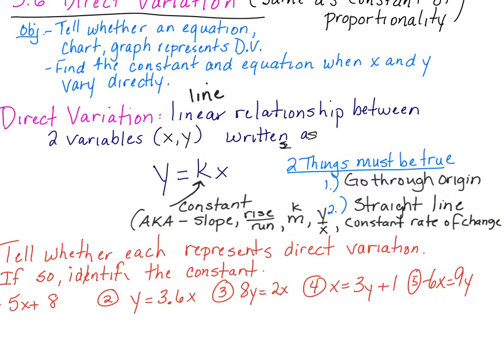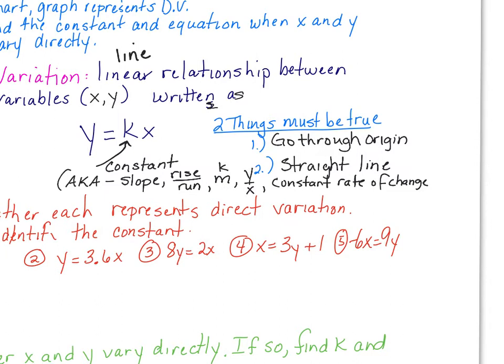There's one more big one that we spent a lot of time on. What's another name for slope, rise over run, Y over X, constant rate of change? Two words. Good job, Camden. Unit rate. Unit rate's going to be huge on the iLearn. Okay, so it's got to go through the origin and it has to be straight.